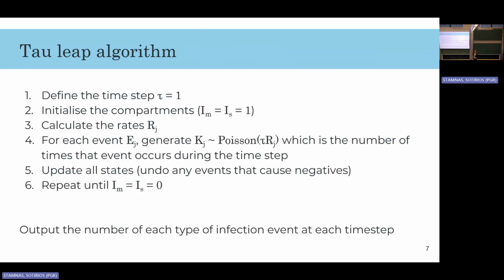And then for our synthetic data, we output the number of each type of infection event at each time step. So at time 1, how many times was there a mild to mild infection event, mild to severe, etc.